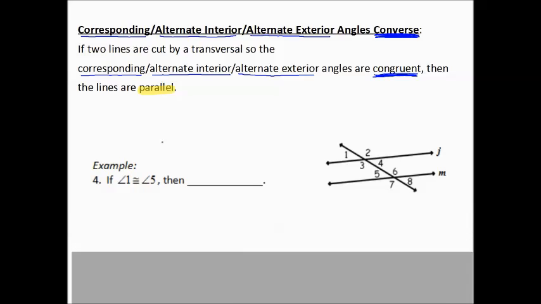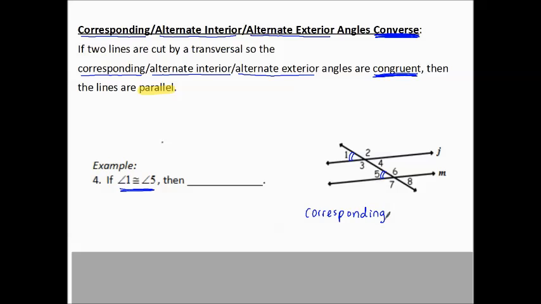So let's see how this example's worded differently. This time, notice we didn't start with parallel lines. We just went straight to the angles. If angle 1 is congruent to angle 5, let's go find those angles. I'm going to put a congruent mark in angle 1 and the same congruent mark in angle 5. Those angles are congruent.